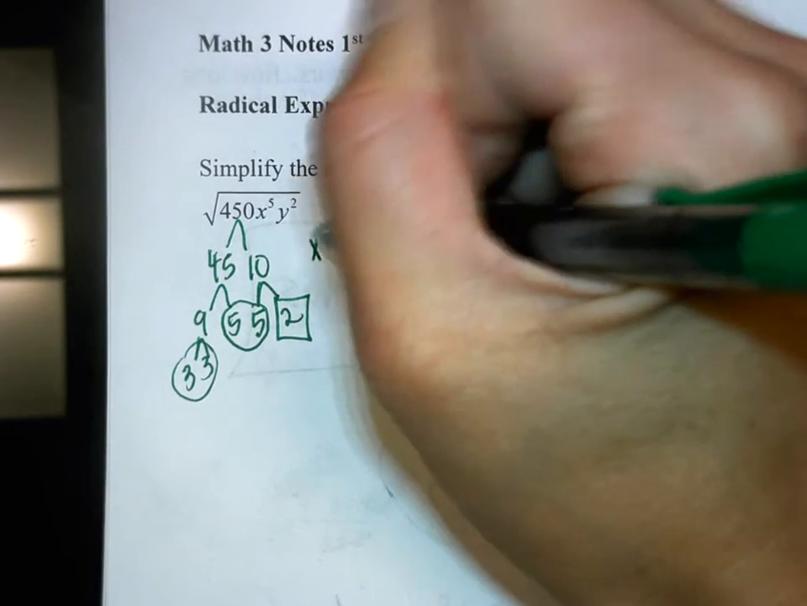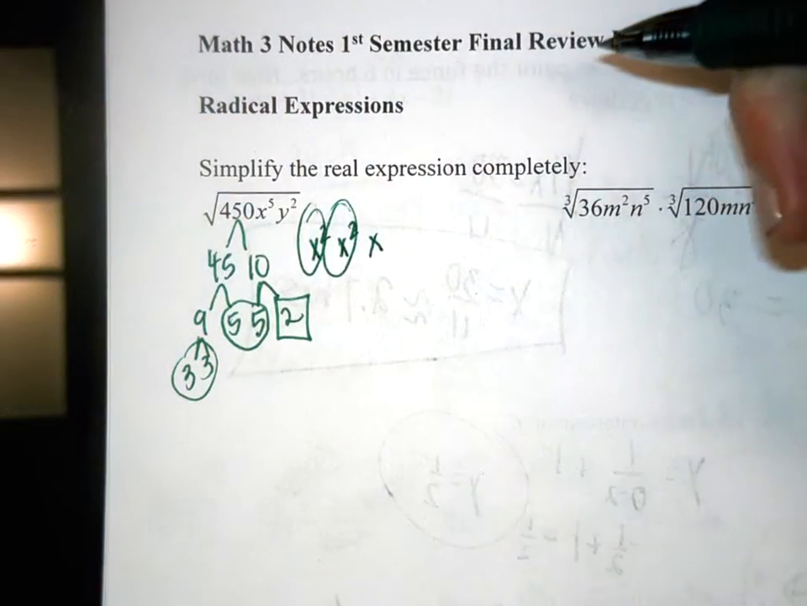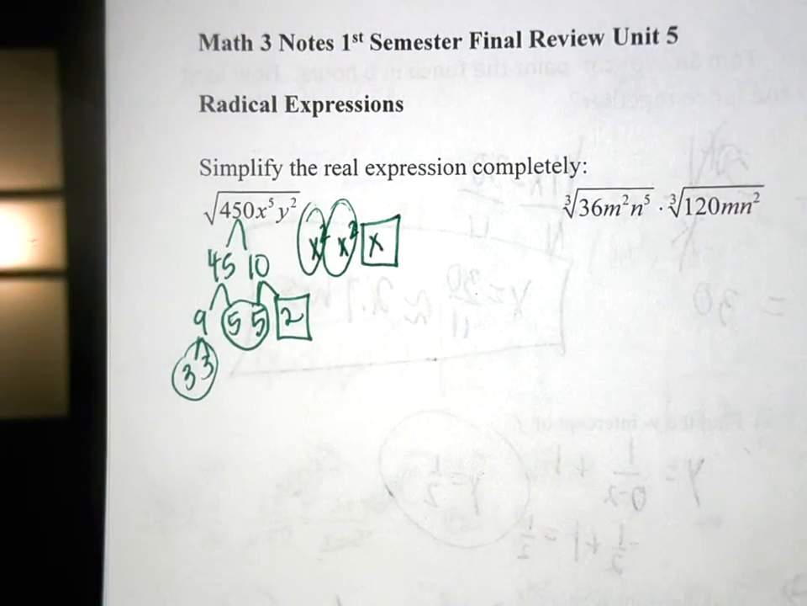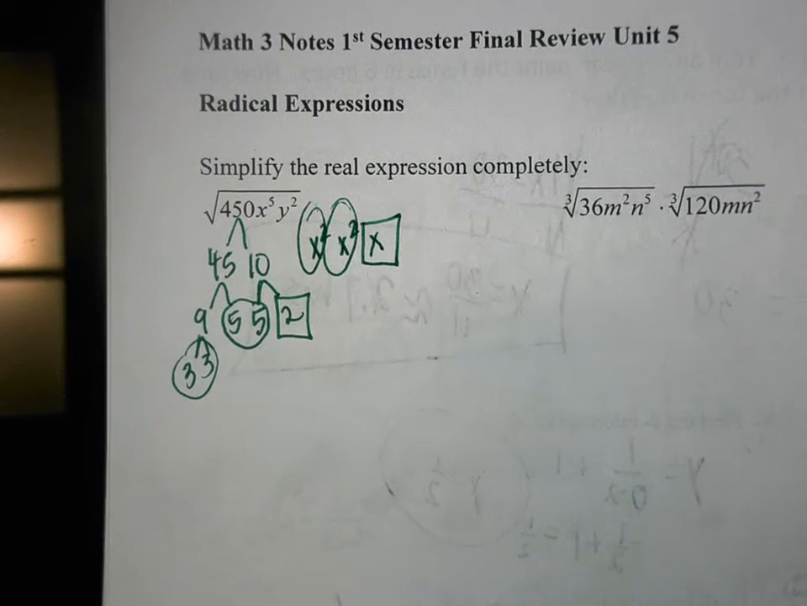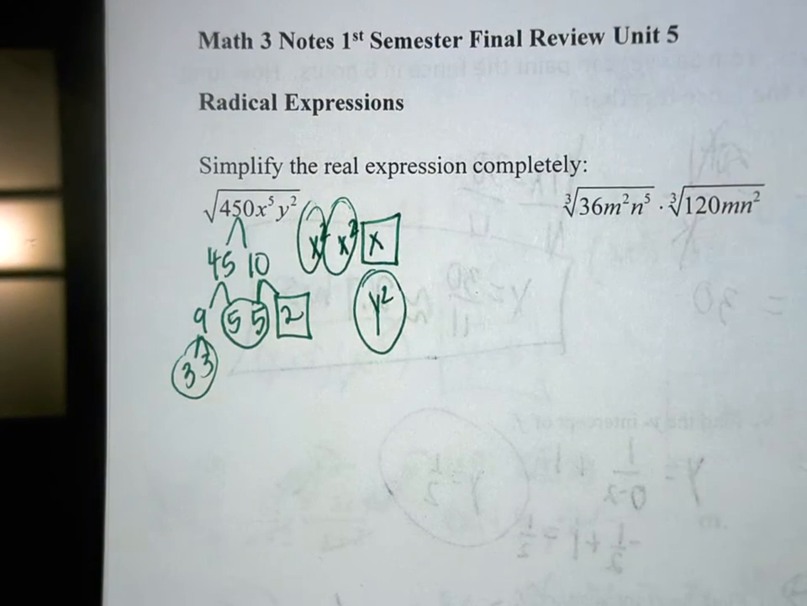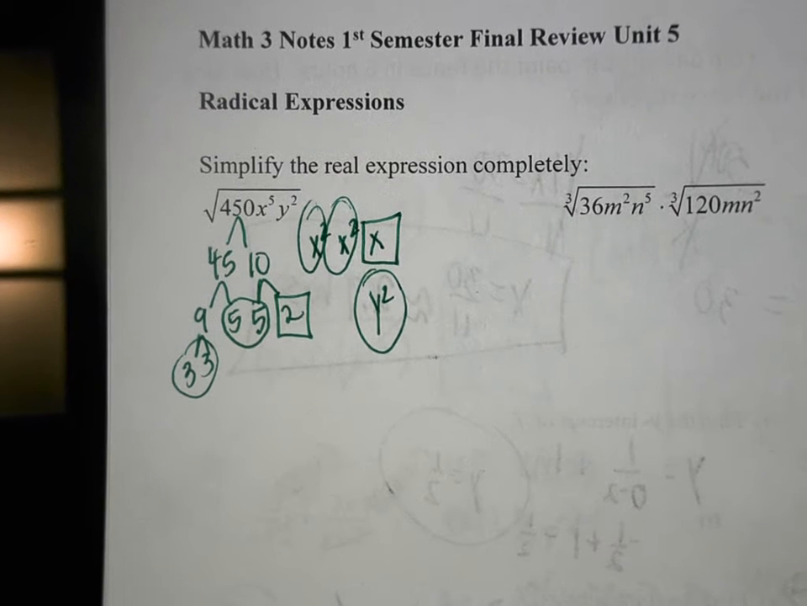Good, x squared and x. So I have 2 different pairs of x's and 1 x left over. How would I write y squared? Just y squared, right? Or you can do y and y. And I have 1 pair of y's, nothing left over.